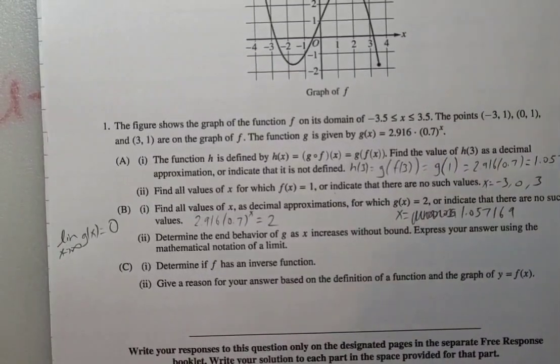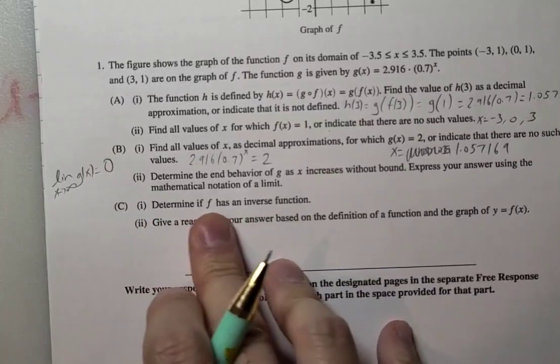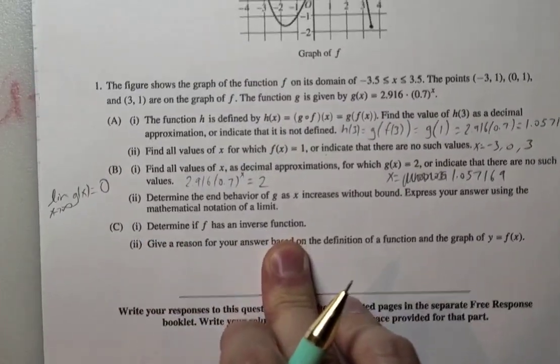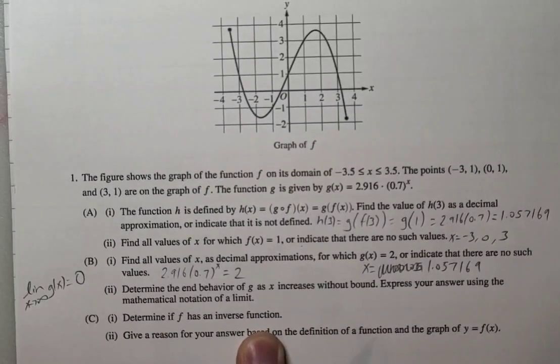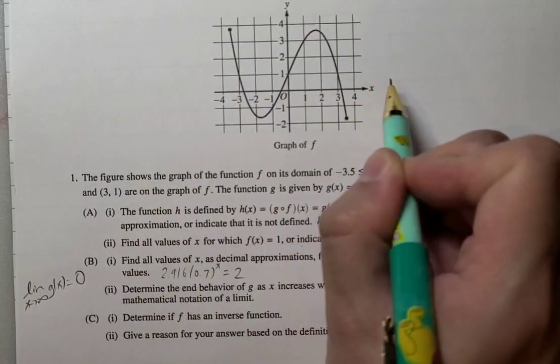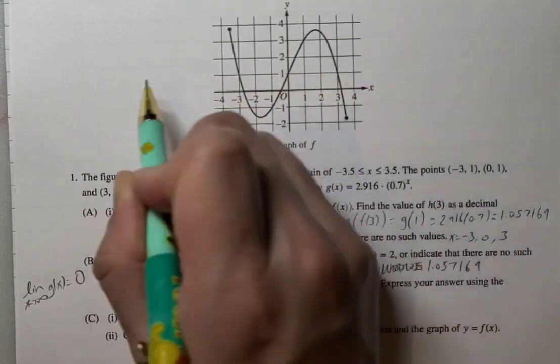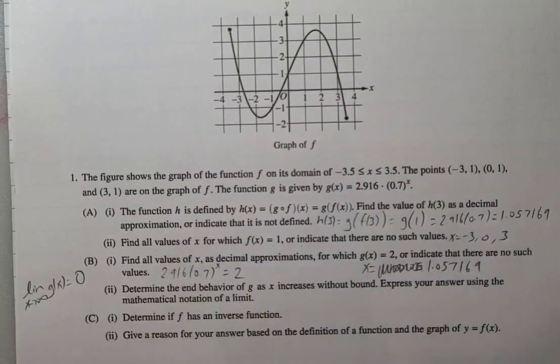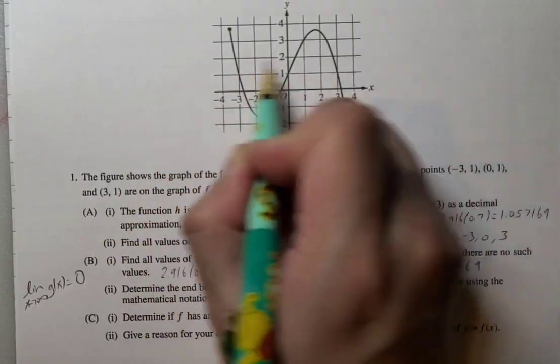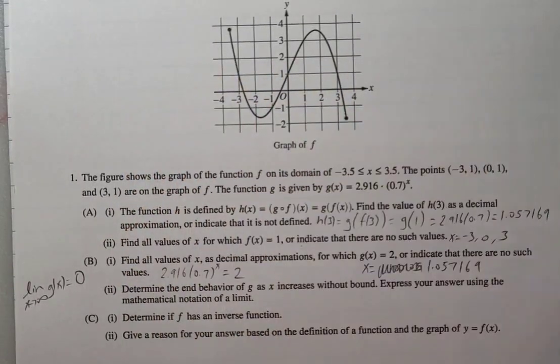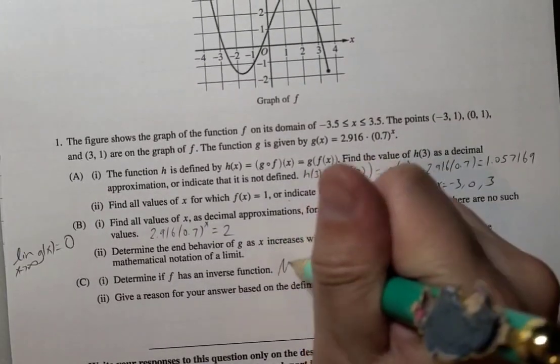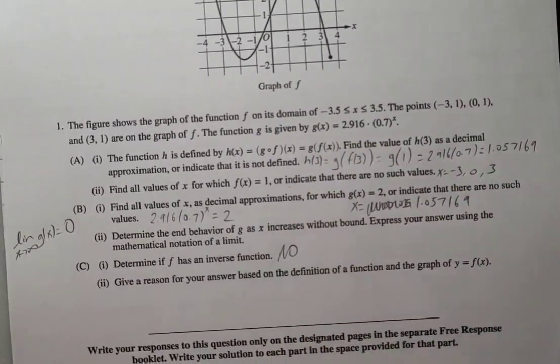That's a big clarification. Okay, so determine if f has an inverse function. The next part asks you to say why, but remember, you can check if something has an inverse by the horizontal line test. Does it hit the curve just once or more than once? If I drew an imaginary horizontal line, it hits it 3 times right there, right? So the answer is no. It fails the horizontal line test.